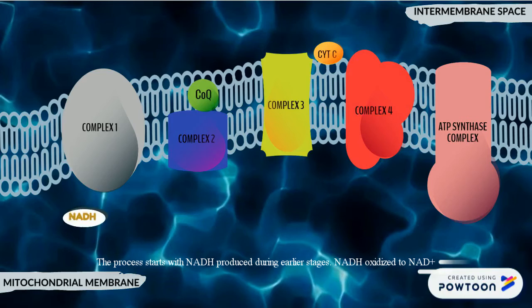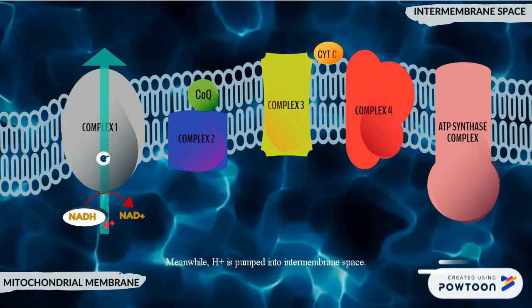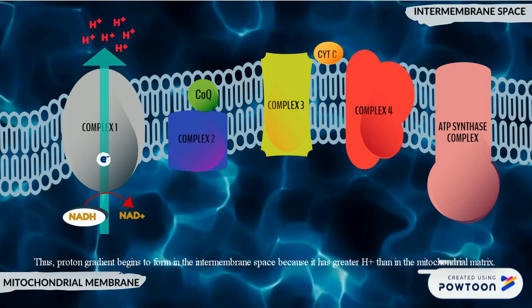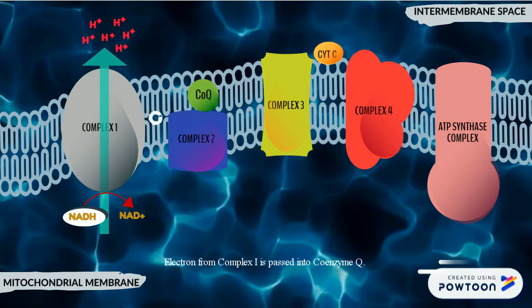The process starts with NADH produced during earlier stages. NADH is oxidized to NAD+, thus releasing electrons and H+. Electrons are transferred to complex 1. Meanwhile H+ is pumped into the intermembrane space, and there will be an accumulation of H+ in the intermembrane space. Thus, a proton gradient begins to form in the intermembrane space because it has greater H+ than the mitochondrial matrix. Electrons from complex 1 are passed into coenzyme Q.